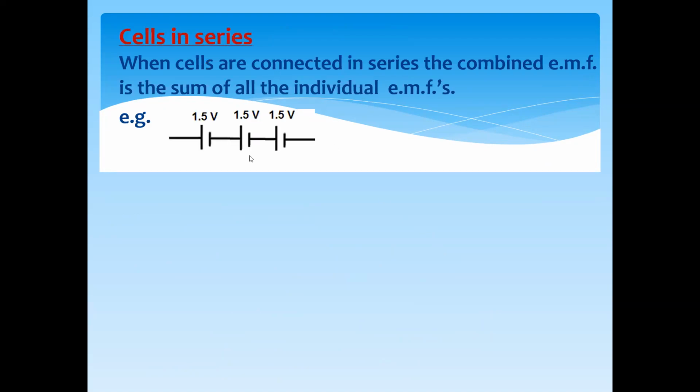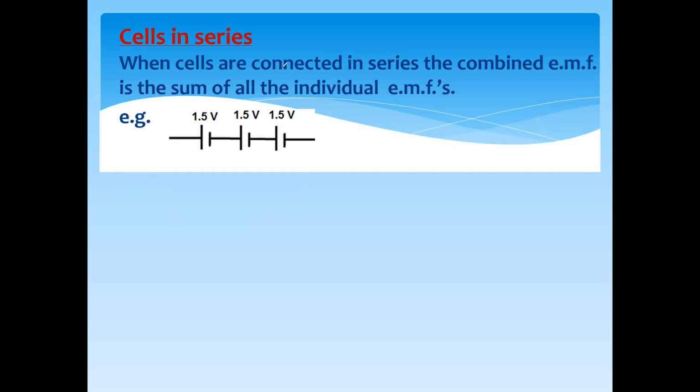For example, if we connect cells in series, 1.5, 1.5 and 1.5, what will be the total combined EMF of this battery? Because a group of cells is known as a battery, a combination of cells. Three 1.5 volt cells are connected in series: positive, negative, positive, negative, positive, negative. So what is the combined voltage produced, or EMF? That will be equal to 4.5, because they all try to transfer energy in one way, the conventional current, positive to negative. So when 1 coulomb of charge comes out, it will have 4.5 joules, or 4.5 volts, is the total energy supplied to each coulomb of charge.